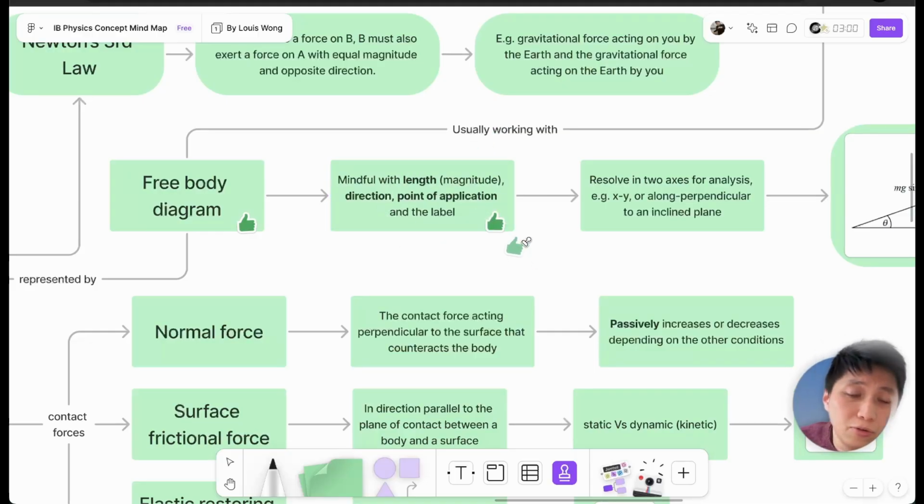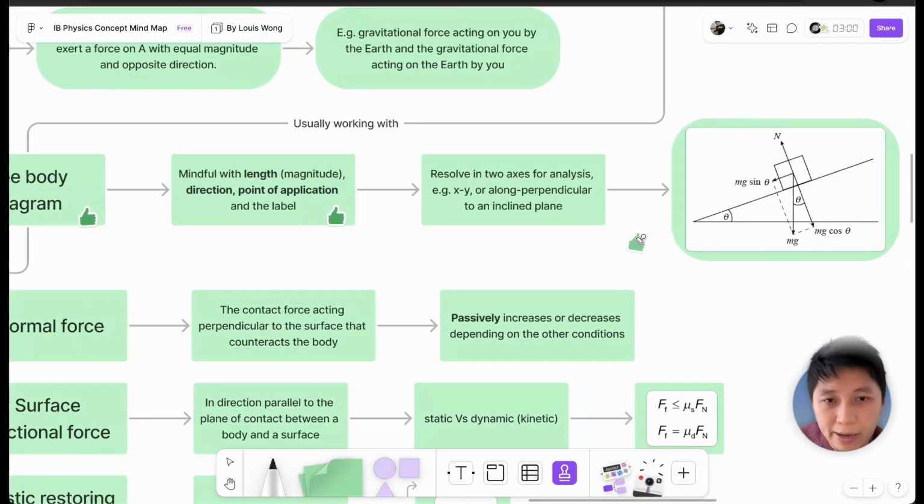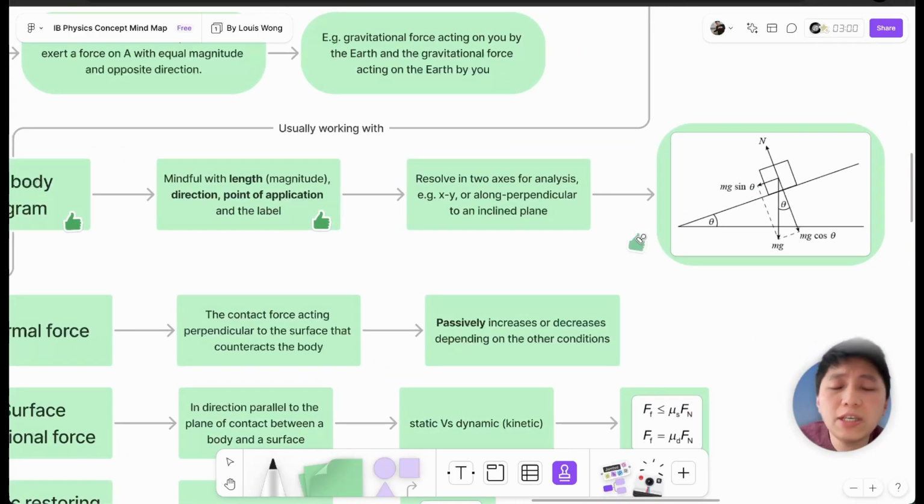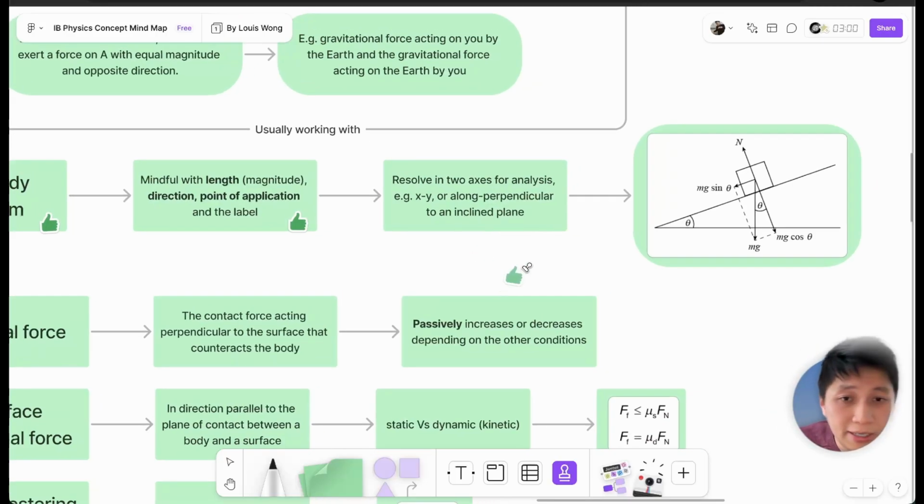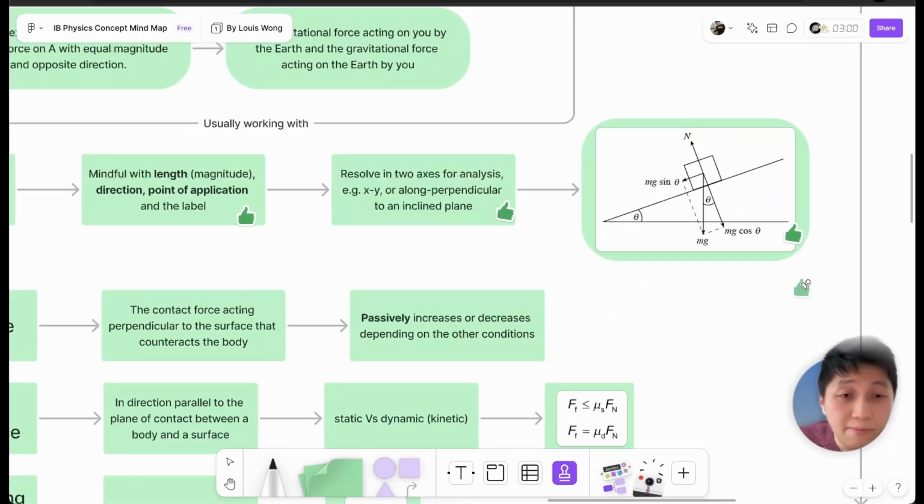One thing that I find students usually forget is the point of application. So where exactly do you start to draw them? For example, the weight should be drawn from the center of mass of the object. Friction should be drawn between the two surfaces, and not to forget the correct label as well, so the name or the symbol as required by IB. With that, we can then resolve the forces for analysis into two axes, either X or Y, horizontal, vertical, or sometimes you may have an inclined plane, as you can see in this diagram. Then you have to decompose again using trigonometry. I'm not repeating myself here.